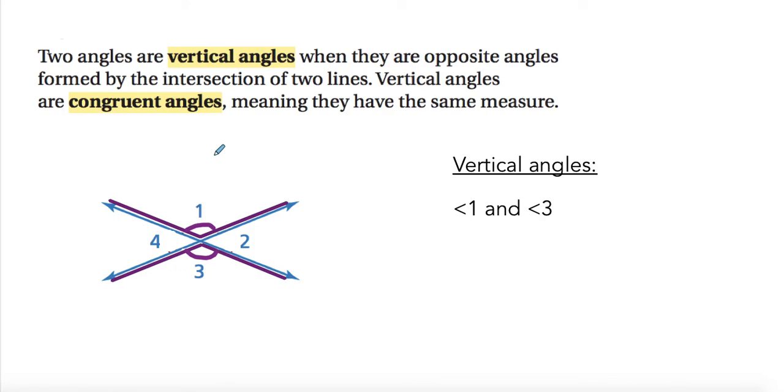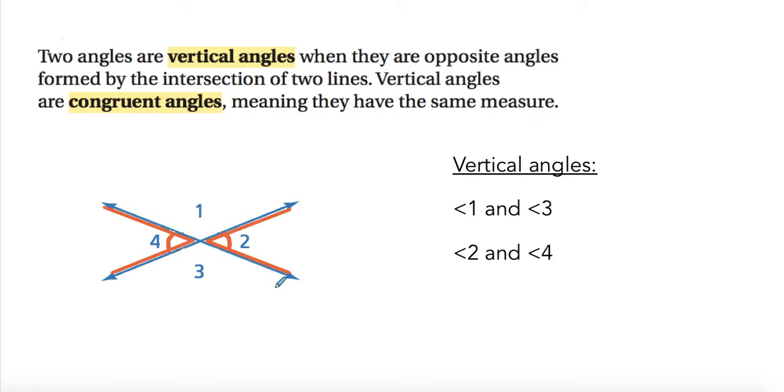Here we can see that angle 1 and angle 3 are vertical because they are opposite of each other. They also have this arch, which represents that both angle 1 and angle 3 are the exact same size. In a similar way, angle 2 and angle 4 are also vertical angles.